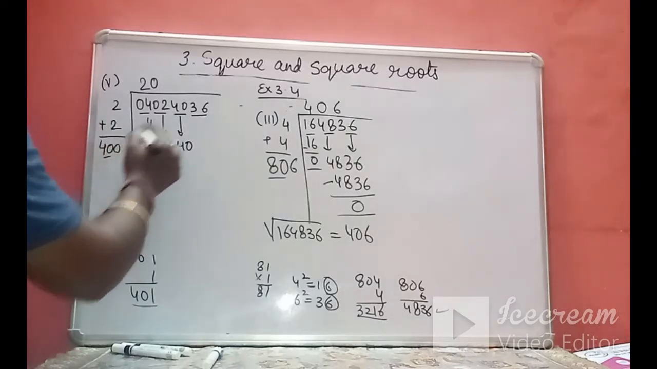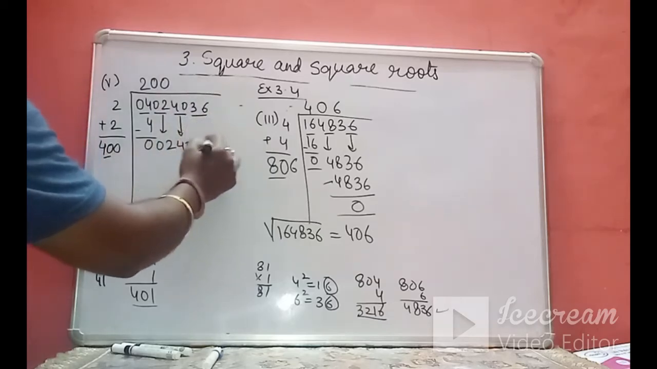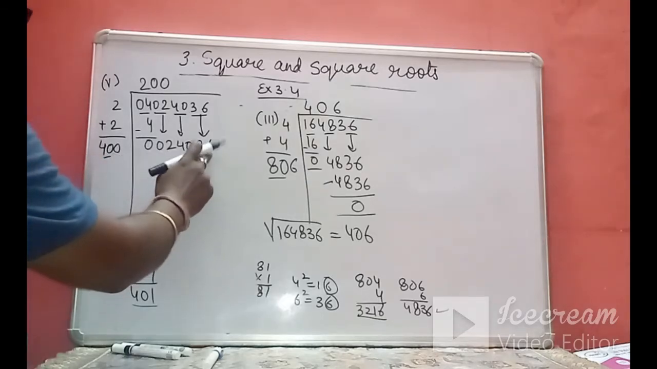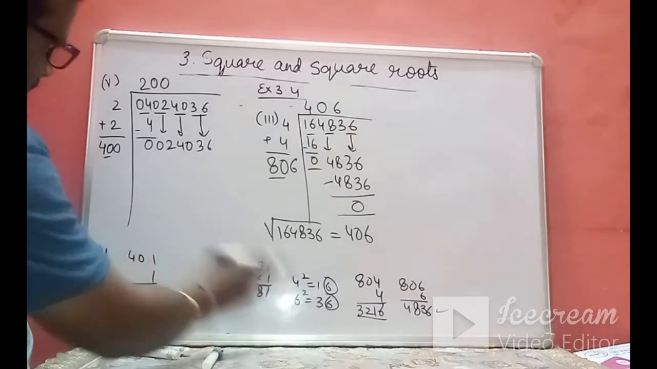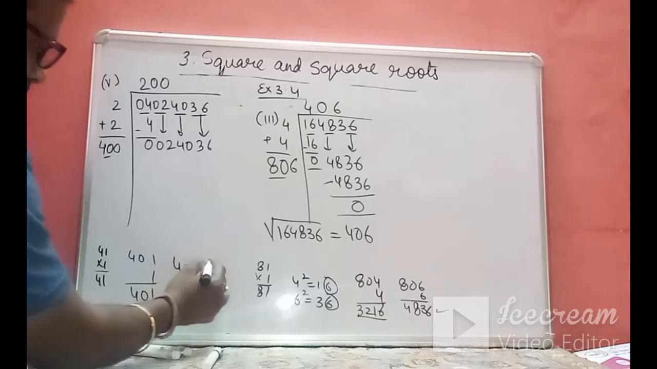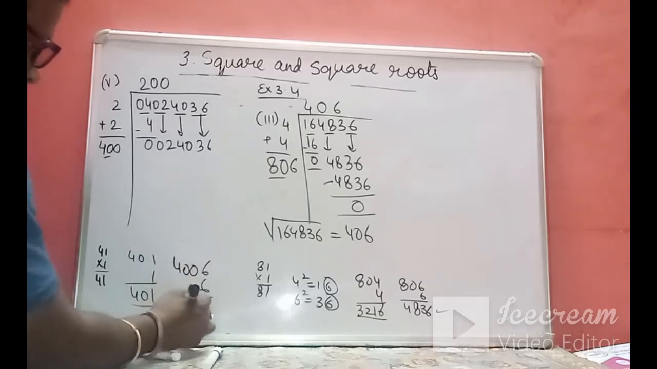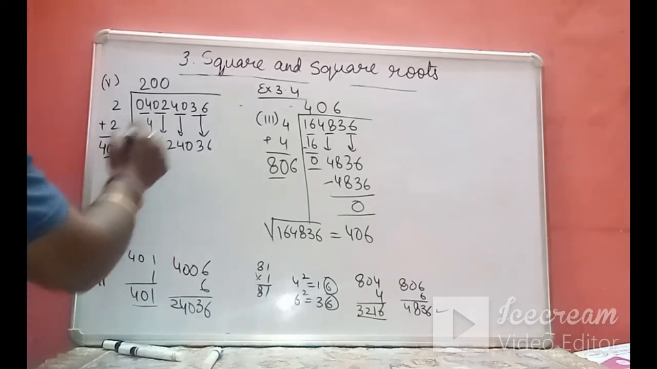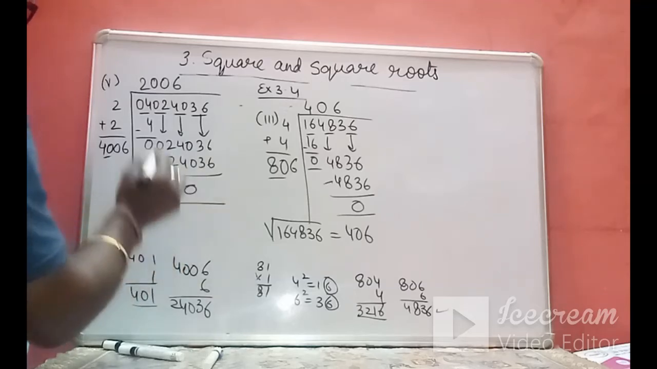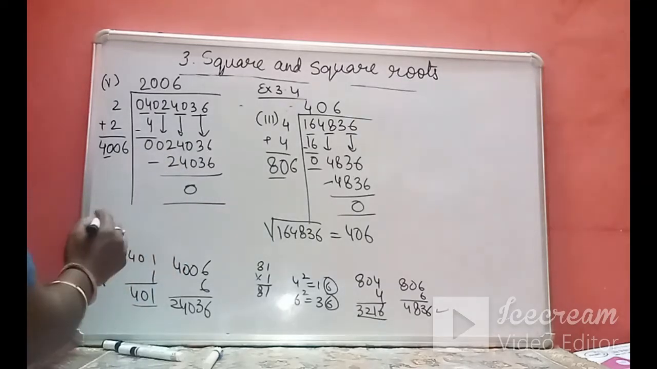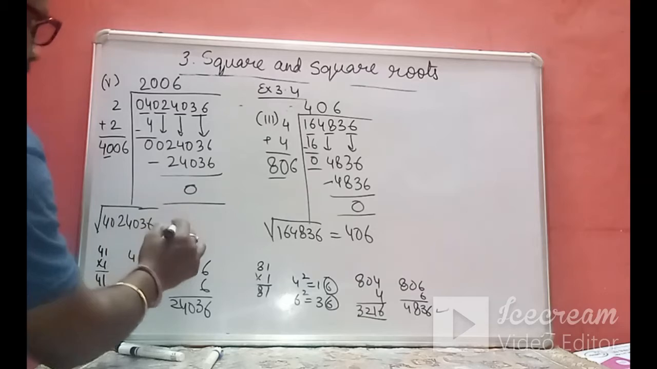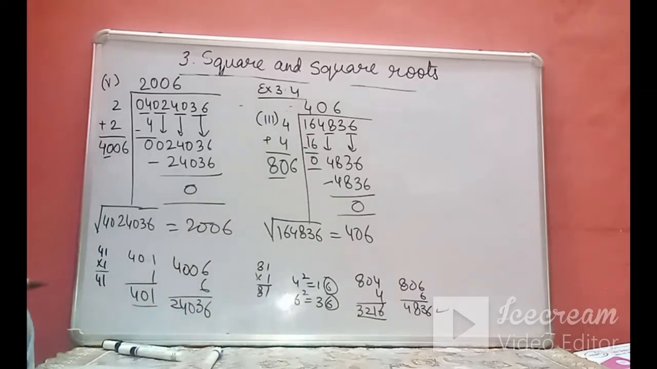So I have to repeat again. I have to put one more 0 here, a 0 here, and now this 36 will also come here. Okay, now this is 400. Now this is 6 again. So a digit can be 4 or 6. So let's check it for 6 first. So I will get 24036. So I will put 6 here, 6 here. So it is 24036. Okay. So I can say that square root of 402 4036 is equal to 2006.